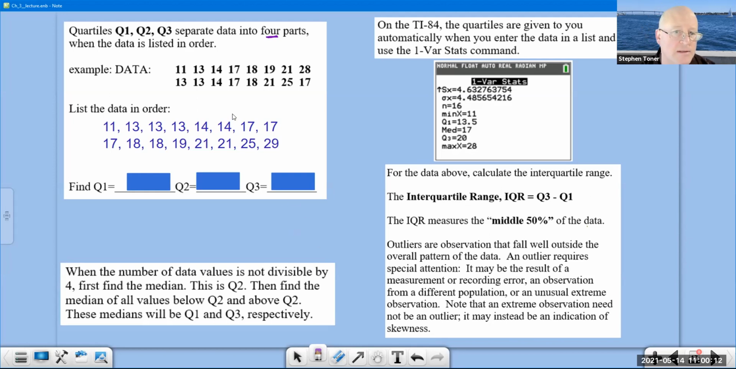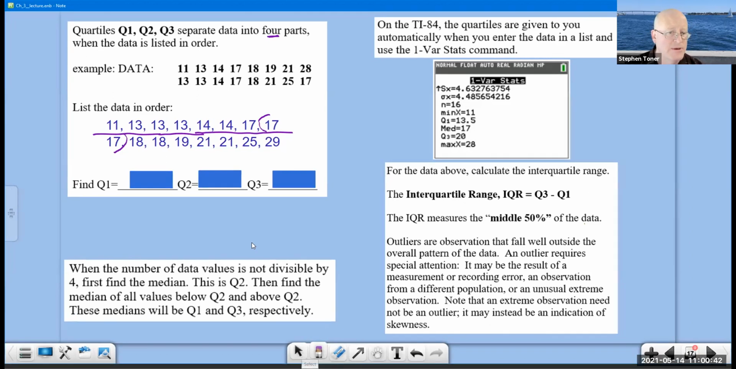Now, I've automatically drawn out this data set, and it is not in order right here, but I've rewritten it in order, and you can see that we have 16 data values, 8 of which are above the line and 8 of which are below the line. So the median is halfway between the 2 central values of 17 and 17. Now the median is the same thing as Q2, the second quartile.